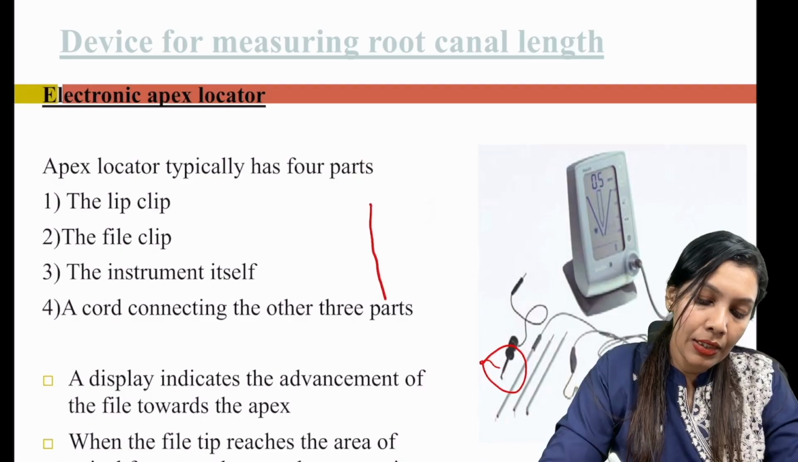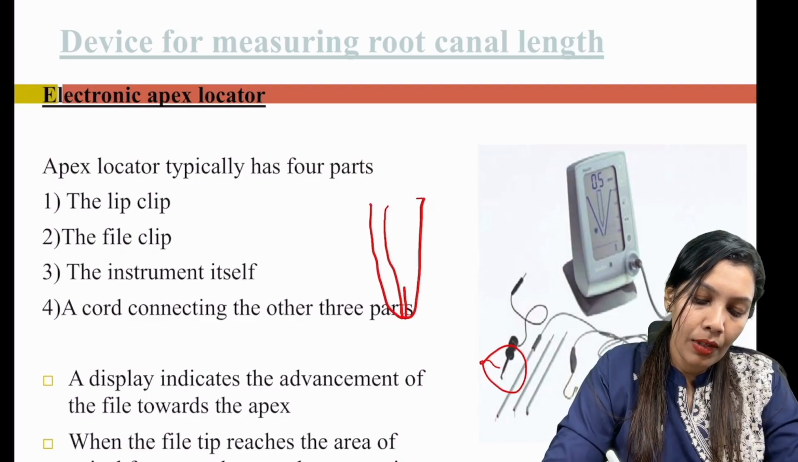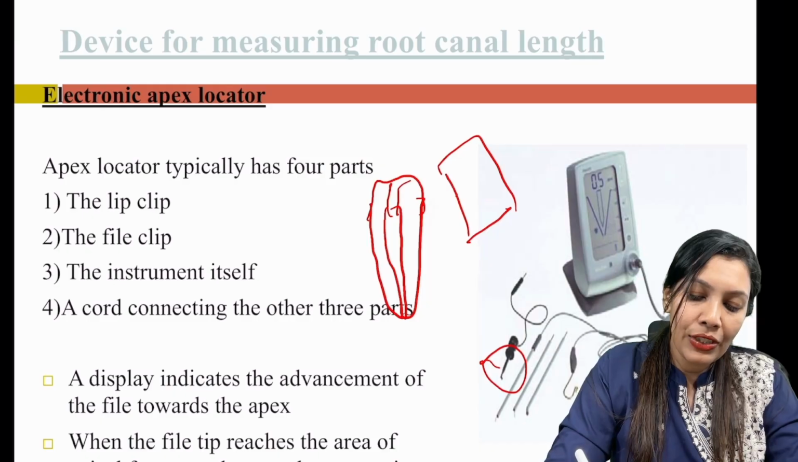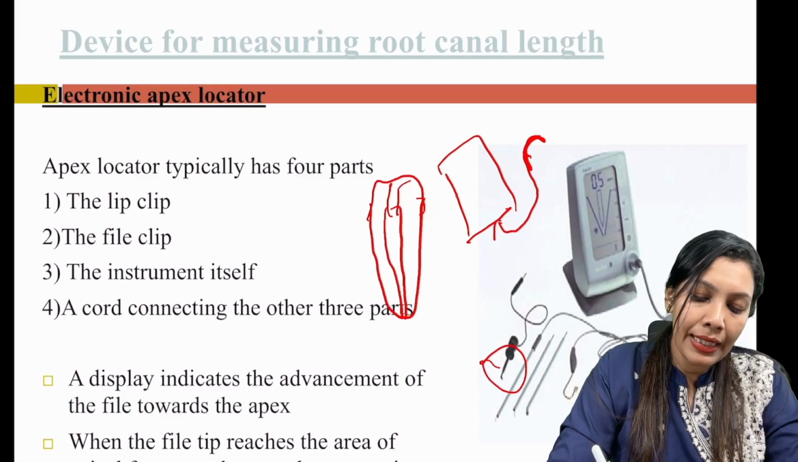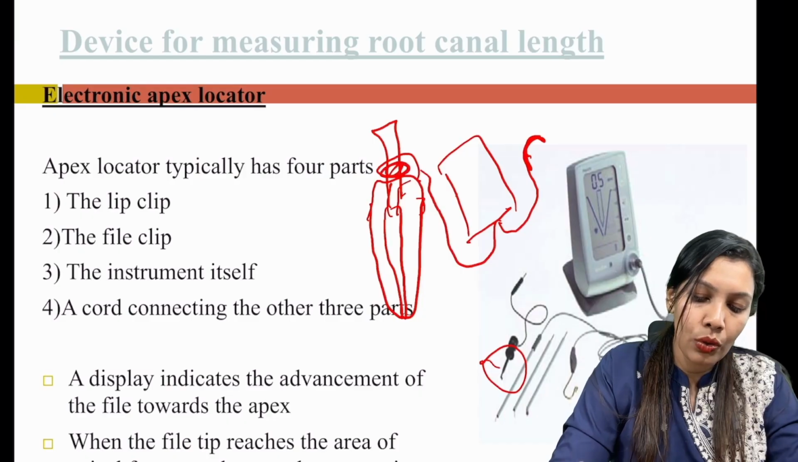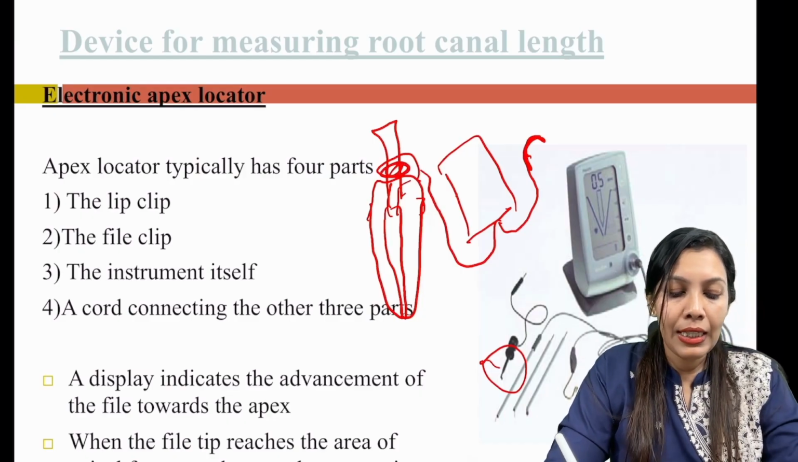So it is like, this is our tooth, and there is actually the instrument over here. The patient's one end is connected to the lip, and the other end is actually connected to the file that is placed in the tooth. So this actually completes the circuit, right?